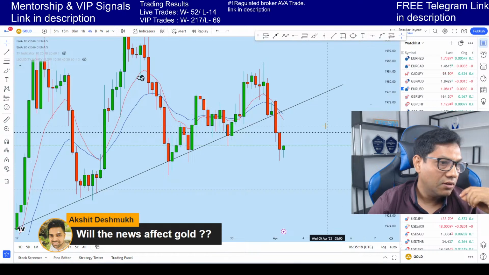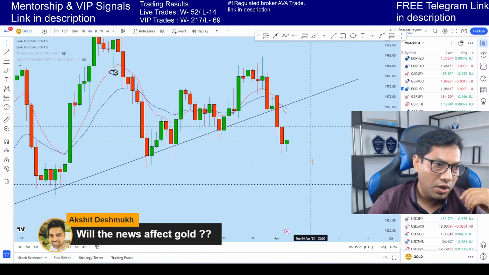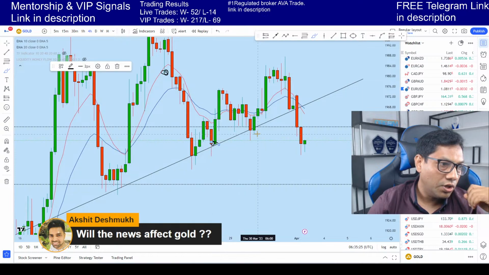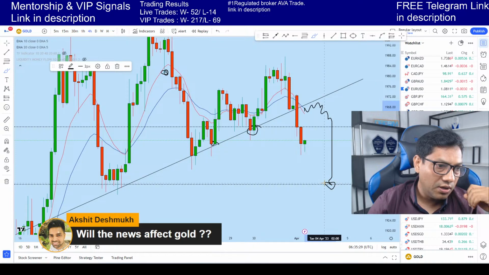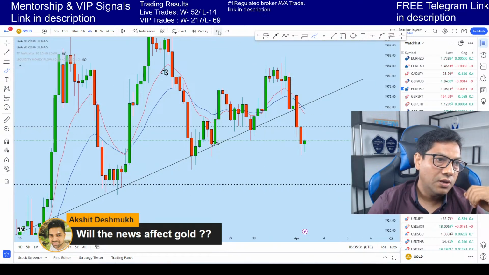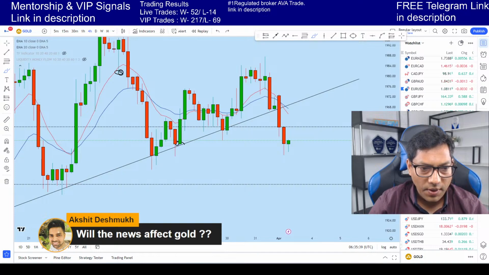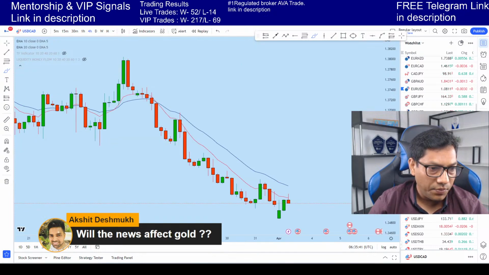So you see that gold has broken this support. I will be waiting for a potential opportunity. There is a support here, which is turning resistance, and on the retest of this support as resistance, I'll look for a selling opportunity on gold. So gold is going up for a pullback. We'll be waiting for an opportunity to sell.